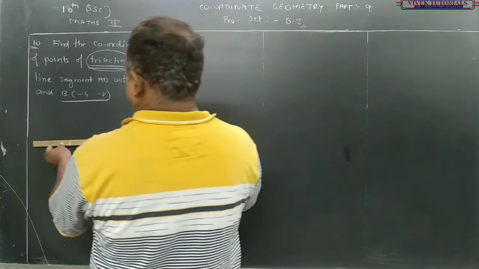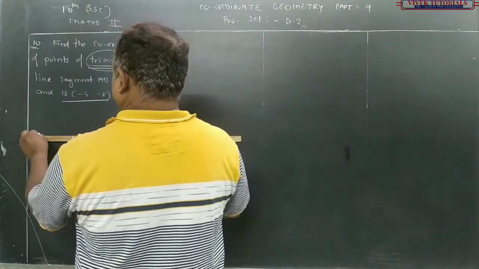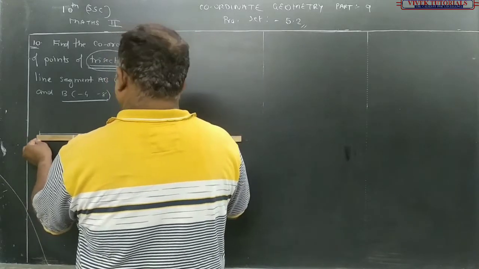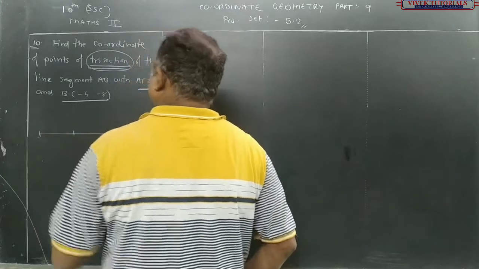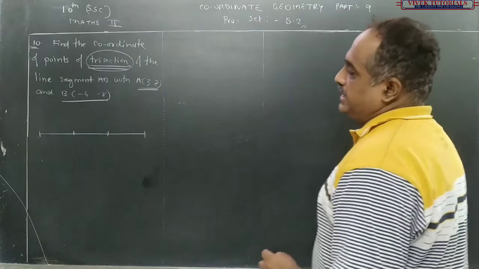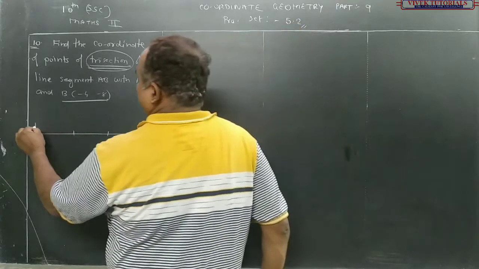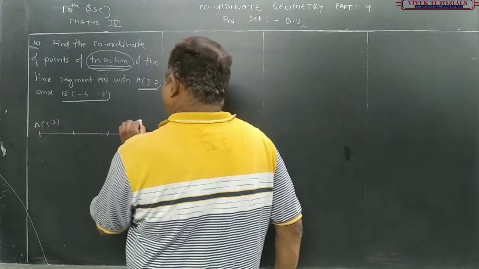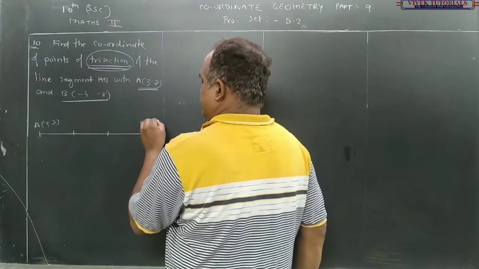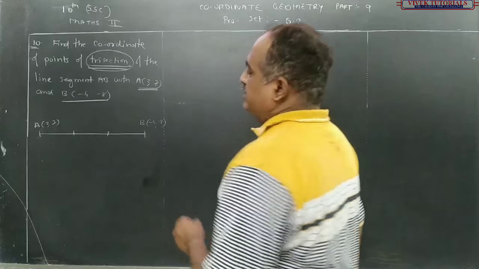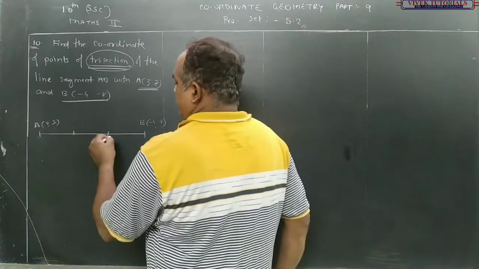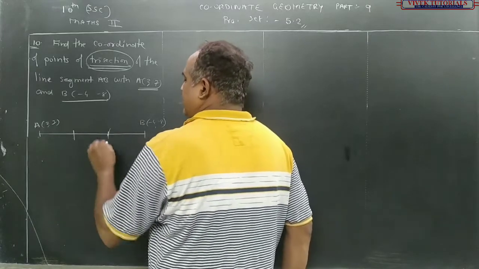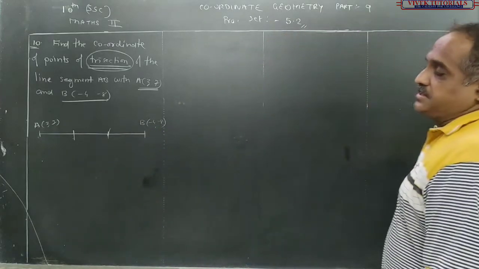So what we are going to do is draw a line, say AB, and it is trisected. Trisected matlab divided into what, 3 equal parts. See, this is point A, whose coordinate is 2,7 and B is -4,-8. So these are the 2 points. Because of the points, this segment is trisected. Trisected means divided into 3 equal parts.